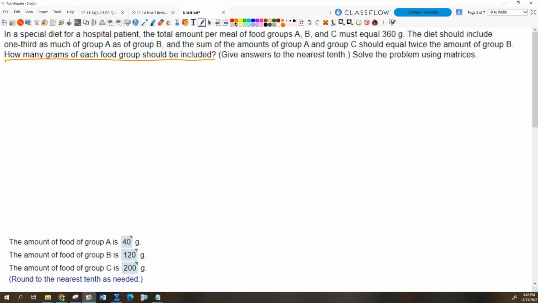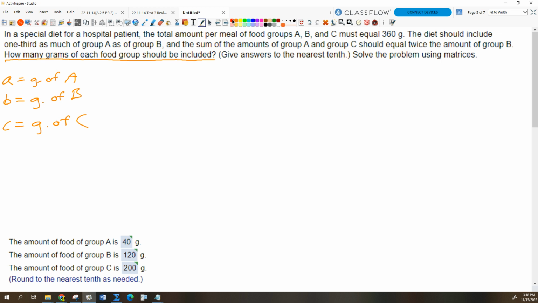Okay, so those are the variables. We need 3 of them because there's 3 food groups. So we'll say a equals grams of A. So A is going to equal the grams of food group A, B is going to equal grams of food group B, and C is going to equal grams of food group C, right? There's our variables. We've got 3 variables, so how many equations do we need? Got to have 3, at least 3. So we got to somehow come up with that.